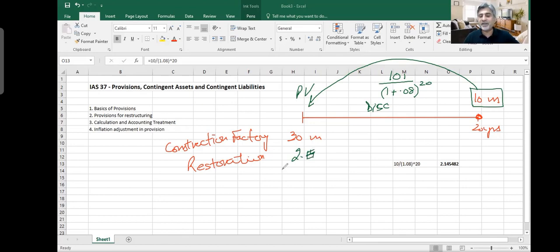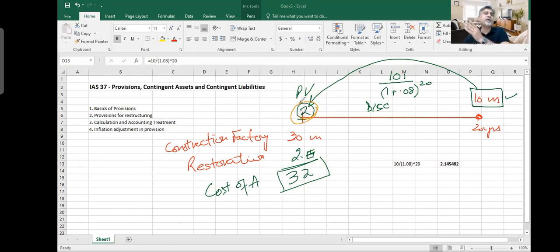And this 2 million I will add to my non-current asset, so the cost of the asset will be 32 million in my books. And I have 2 million of provision here. Now, if I leave this 2 million of provision as it is in my books, then after 20 years, how can I pay 10? You only pay what your balance sheet shows as a liability. If I leave it as it is, it will remain 2 million at the end of 20 years, and then I will not be able to pay 10 million. What I need to do next is called unwinding.